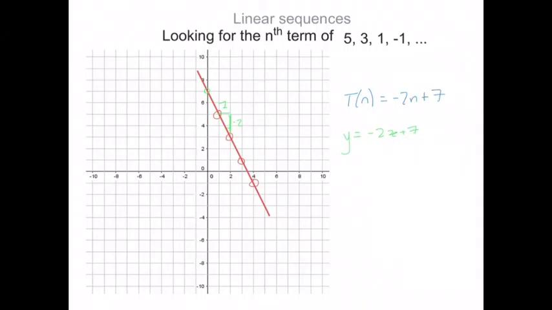So we've reached the end of this third video. I did hope it helped you connect the general term for linear sequences and the equation of straight lines, which are really two aspects of the same thing.